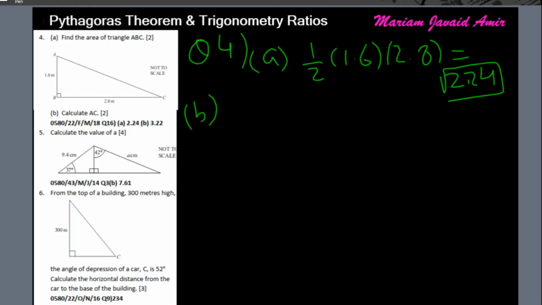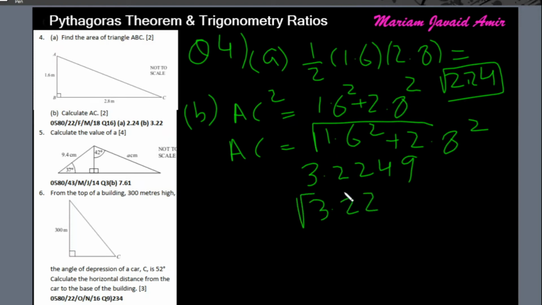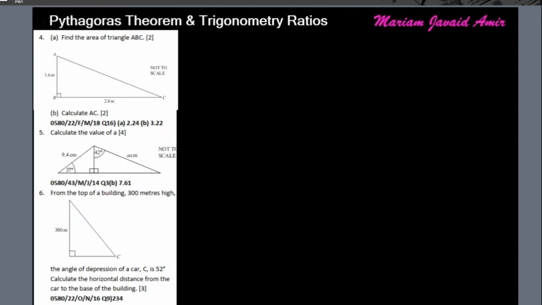So we'll be applying Pythagoras theorem. AC square is equal to 1.6 square plus 2.8 square. To make AC the subject, take under root of 1.6 square plus 2.8 square, which gives us 3.2249. Rounded off to 3 significant figures, AC equals this. Question 5.